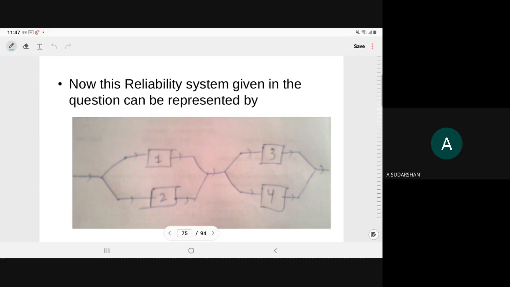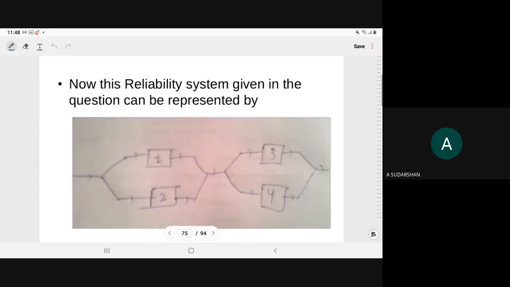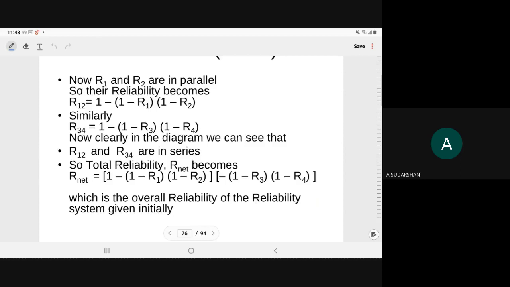Clear this part? The important thing is that from this figure, you have to reconfigure into a series parallel system. Initially, it is not looking like a series parallel system, but after the reconfiguration, we have the series parallel system. So R1, R2 are in parallel, so reliability will be 1 minus the product of (1 minus Ri). 3, 4 are also in parallel, so 1 minus R3 into 1 minus R4, and subsystem 1, 2 and subsystem 3, 4 are in series. So net reliability will be the product of the Ri, subsystem 1, 2 into subsystem 3, 4. This will give the net reliability of the system.